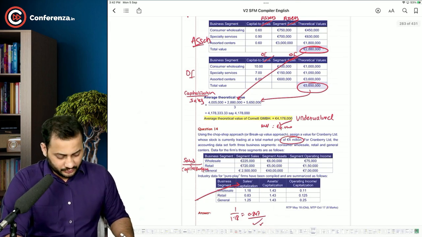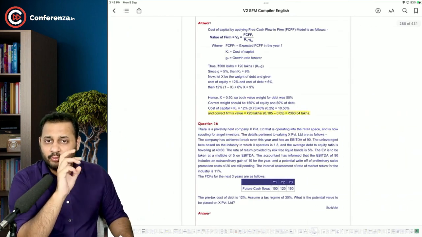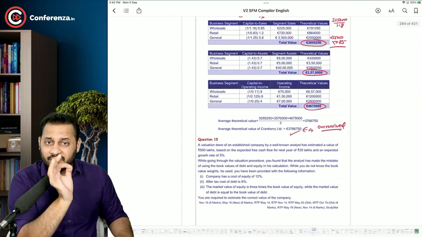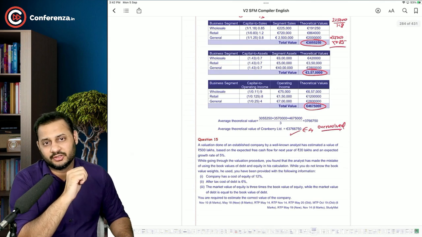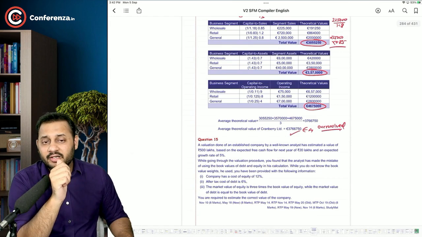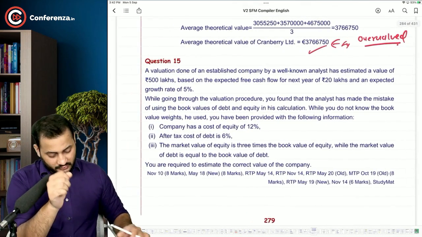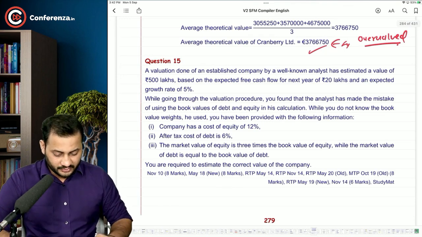Let's move on to the next question now. I hope you are comfortable with the chop shop approach now. Why I took both the questions is just to explain the difference between the first and the second question. A simple deviation in the numerator and denominator can change the method of solving the question. Now this is going to be an interesting part, question number 15.